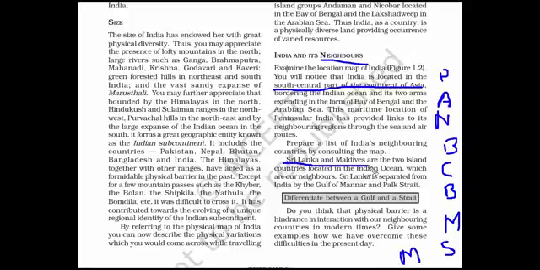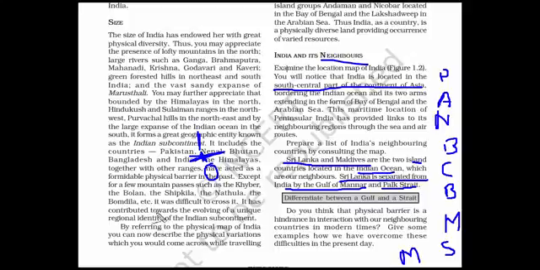Now Sri Lanka and Maldives are the two island countries located in Indian Ocean, and Sri Lanka is separated from India by Gulf of Mannar and Park Strait. So if you look at the map, if this is India and here is Sri Lanka, in between them you have water, and this region over here is Gulf of Mannar and Park Strait.